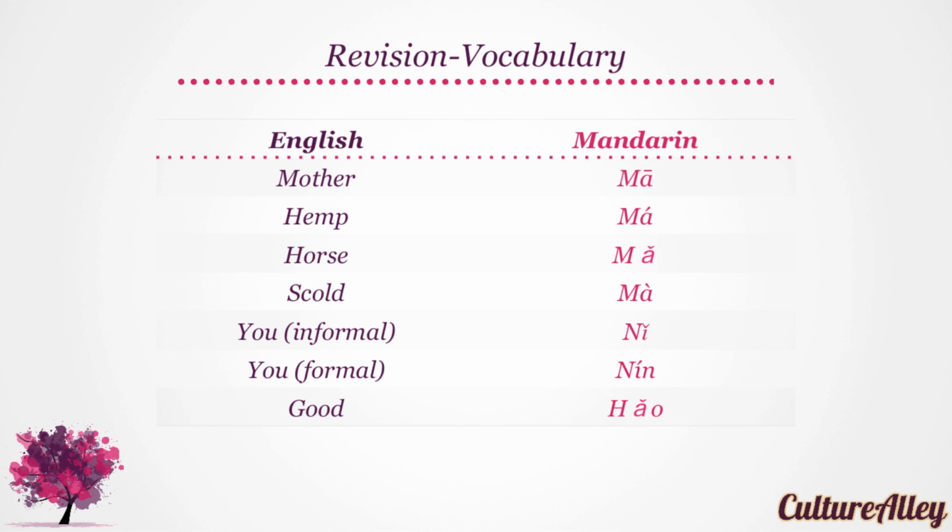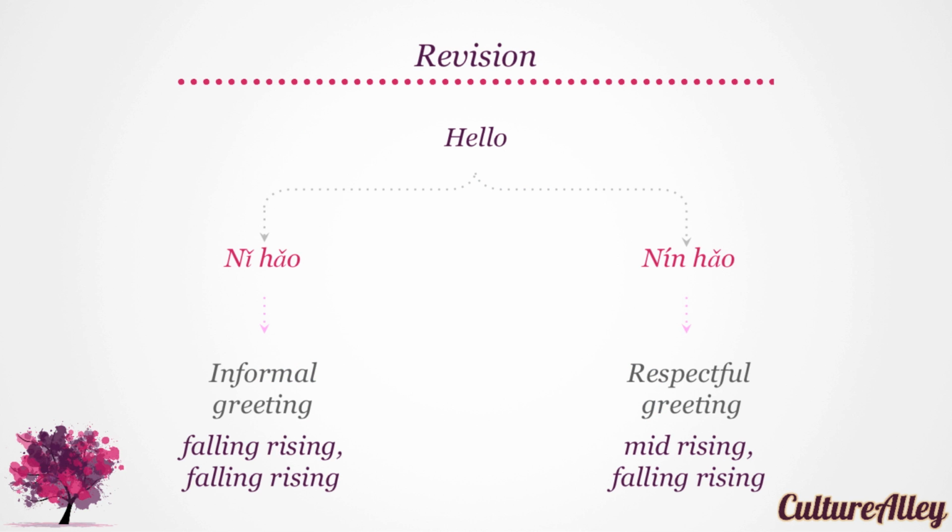Informally, you translates to ni, while formally you translates to nin. Good simply translates to hao. Did you remember all of them? Great! Let's take a minute and review the different forms of hello we learned in the last lesson.